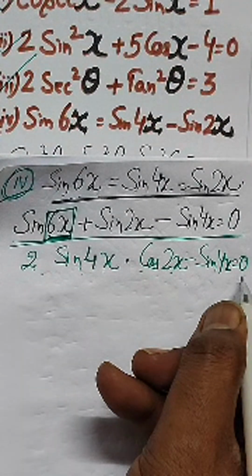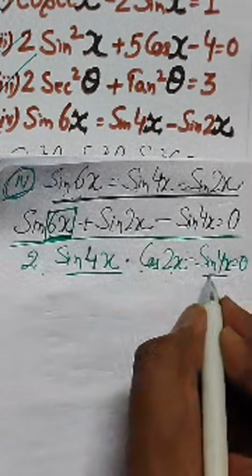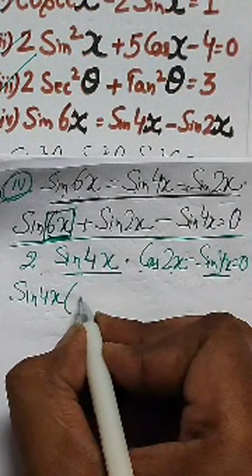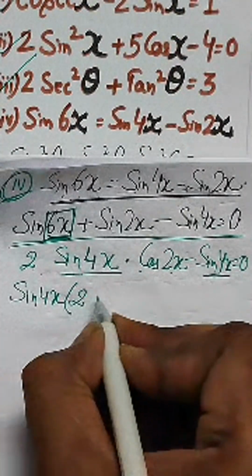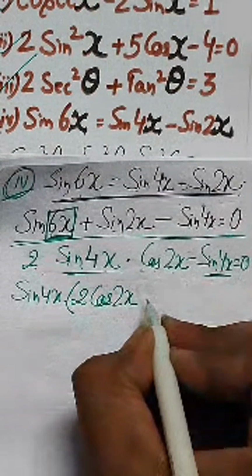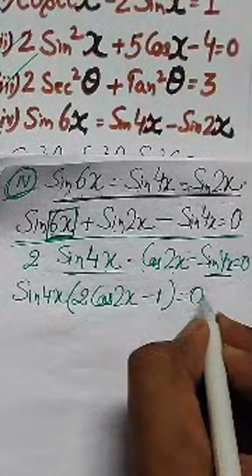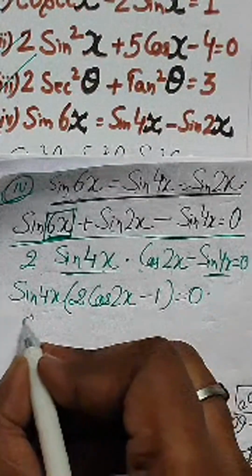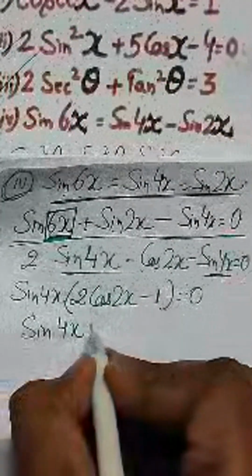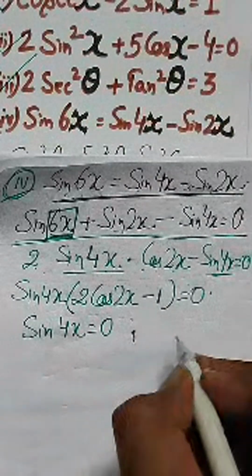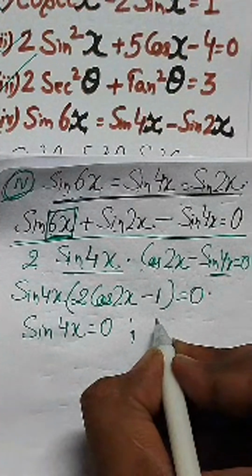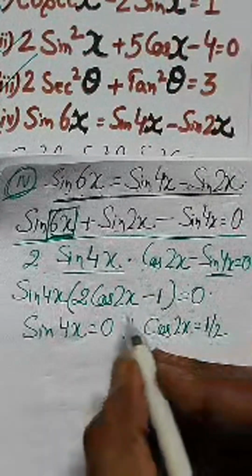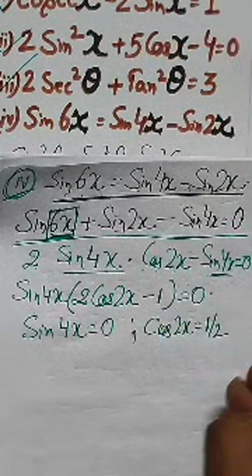So in this way, we can write 2 sine 4x into cos 2x minus sine 4x equal to 0. And from here, you can take sine 4x as common, right? So when you take sine 4x as common, you can write into the bracket 2 times cos 2x minus 1 is equal to 0, right? So this will give you two values, either sine 4x equal to 0 and the another is 2 cos 2x minus 1 equal to 0, or you can say cos 2x equal to 1 by 2, because 2 going to the denominator. I hope you understand this step.